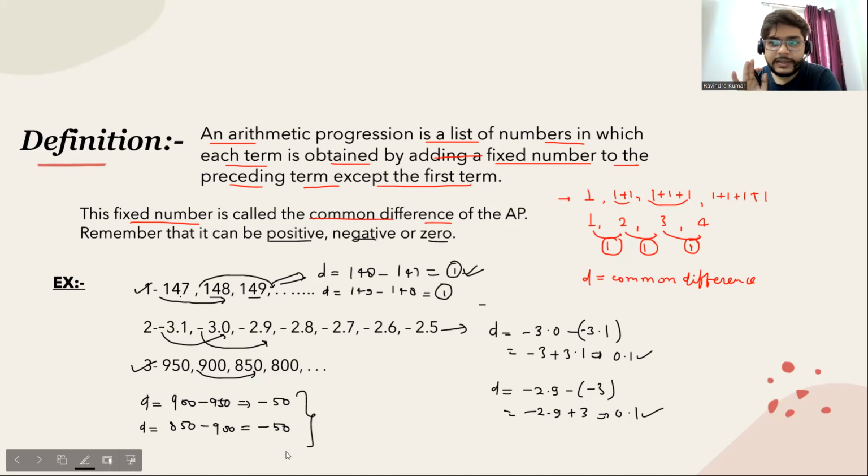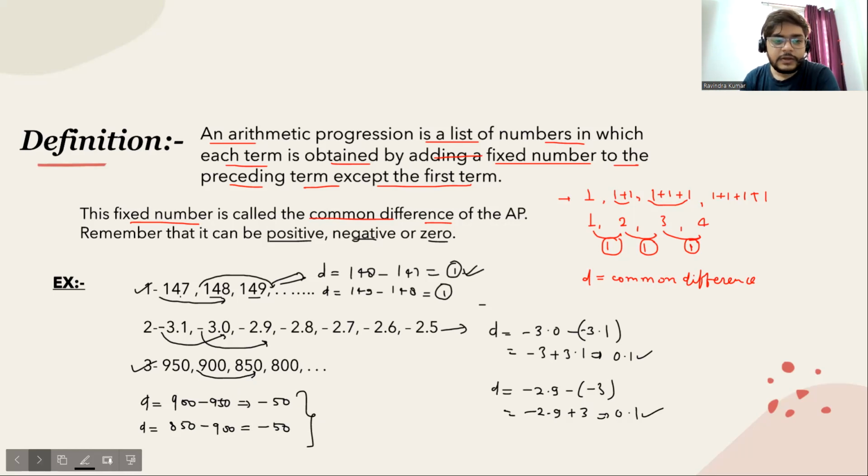So it will be either positive, negative, or zero. Any number is possible as a common difference. You will understand in a better way in the next coming slide, so don't worry about it, and let's focus on this particular slide right now.